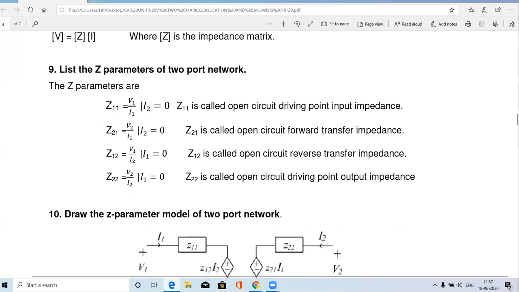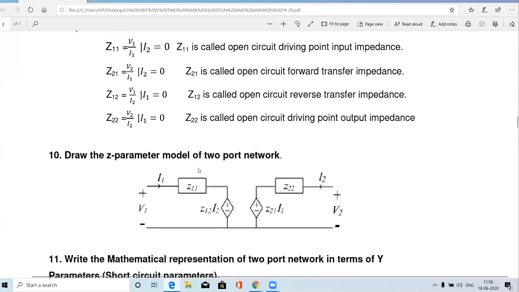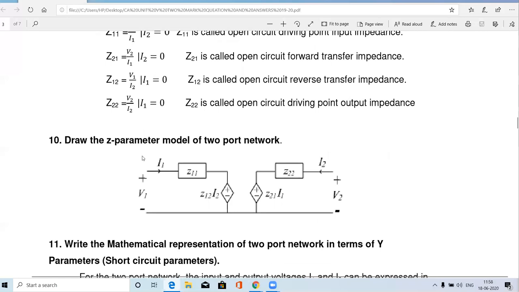Z11 is the input impedance, Z21 is the forward transfer impedance, Z12 is the reverse transfer impedance, and Z22 is the output impedance. So these are all the Z parameters. And the next one: draw the Z parameter model of the two-port network.